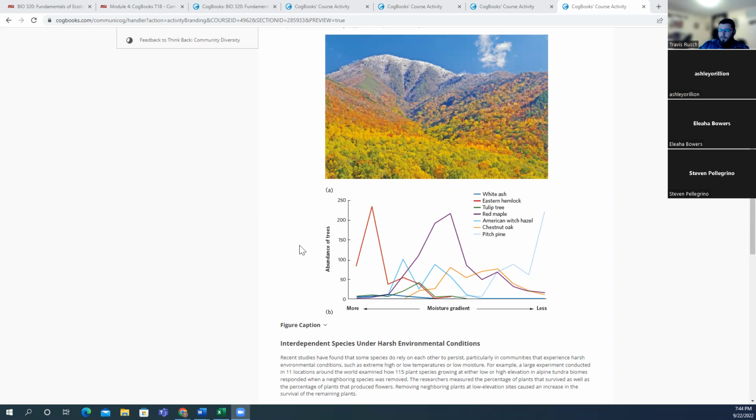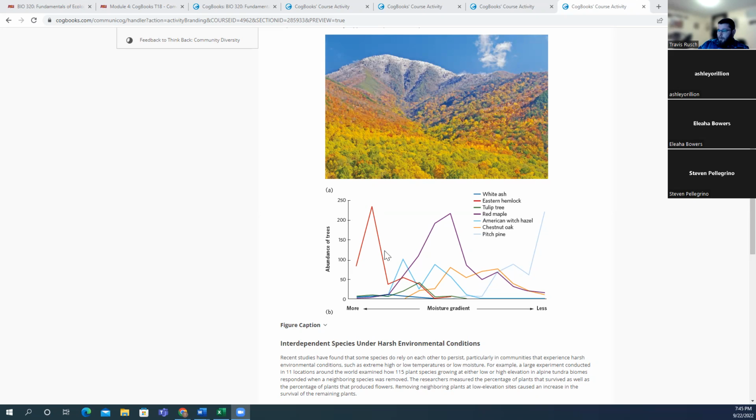Those species would be independent, I would agree. And why would we say that? Because it looks like they don't gradually increase or decrease together. Exactly. Their peaks are very separate or independent from each other, right?